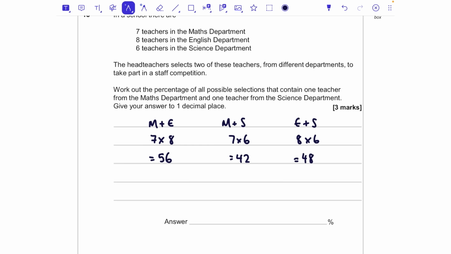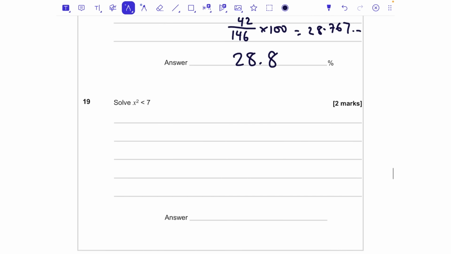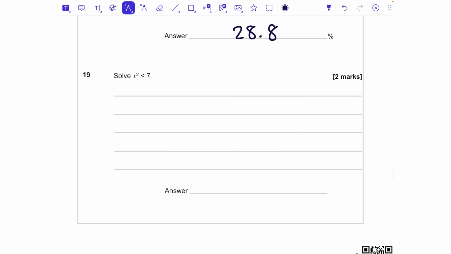All together, if we add that together, we're going to get the total number of different combinations of teachers that we could have. That is 146. And how many of them are from maths and science? That's what they want, maths and science. There are 42 of them. So 42 out of 146 times by 100 gives me a percentage of 28.767. So to one decimal place, 28.8%.